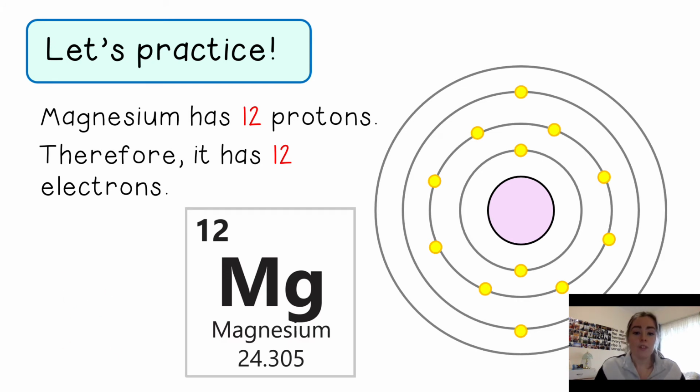So what we did, we filled the first shell with 2 electrons, that's the max. We filled the second electron shell with 8 because that's its max. Then the last 2 electrons of the 12 go into the third shell.